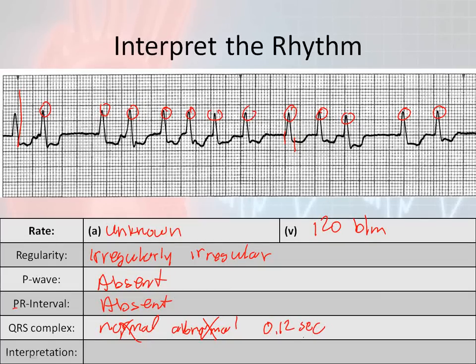So I'm going to use all of this information here, and then I'm going to interpret the rhythm. Now, I'm not going to write down the interpretation of the rhythm right here because we're not quite there yet. What I want you to concentrate on is determining the rate, the regularity, the P wave, the PR interval, and the QRS complex. So let's look at another one.